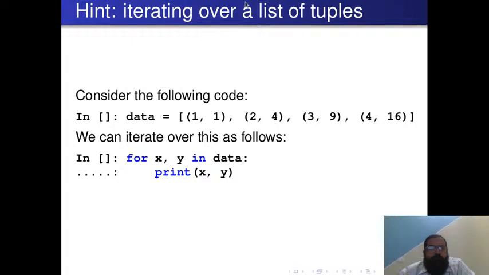So, how do you iterate over the list of tuples? If you want to, you can do it this way. Say if you have data equal to (1, 1), (2, 4), (3, 9), (4, 16), you can do for x, y in data, print x, y. Okay.